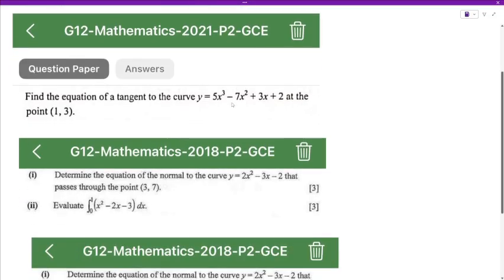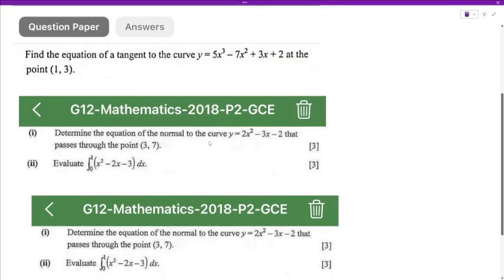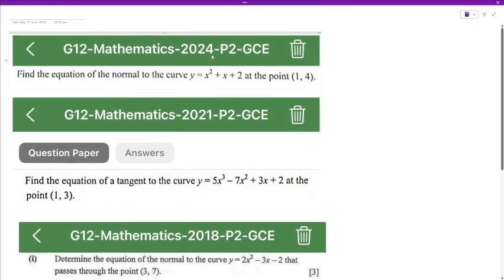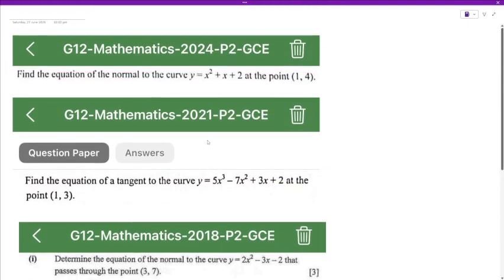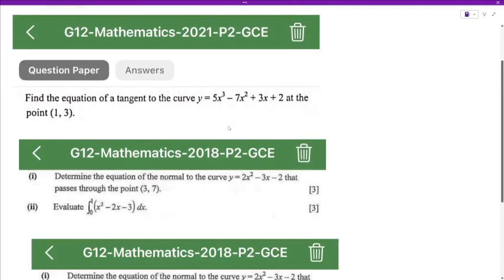Find the equation of the tangent. First, same process. Differentiate, find the gradient, and then use the formula for finding the equation of a straight line to find the equation of the tangent. Determine the equation of the normal to the curve, same as what you had up here. So this was 2024, this was 2018, and then this was 2021.